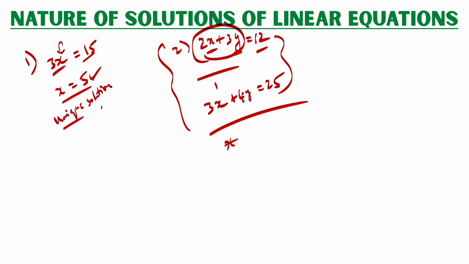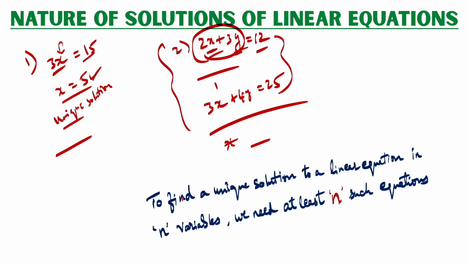So what did we understand? What did we observe here? Here we have one variable, so one equation is sufficient. In the second case, we have two variables, and we need two equations to solve. So let us generalize what we have understood. To find a unique solution to a linear equation in n variables, we need at least n such equations.